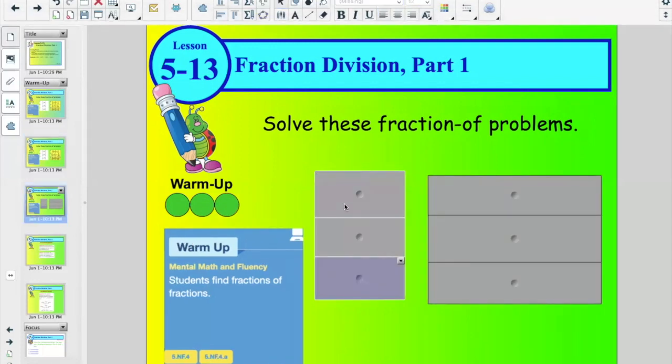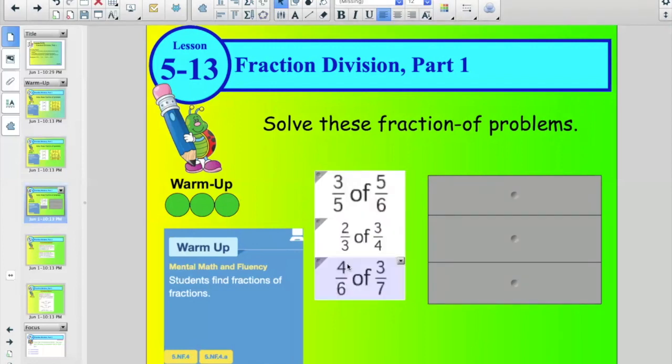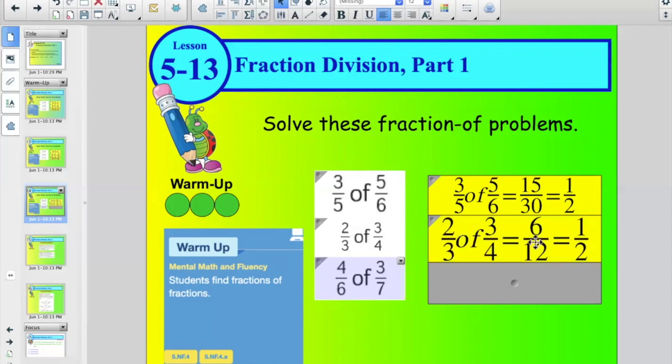Here's another quick set. Pause the video, come back once you've solved them. Okay, 3/5 of 5/6. Well, 3 times 5 is 15, 5 times 6 is 30, so that's 15/30ths. And we know from our equivalent fractions rule that 15/30ths is equal to 1/2. And how about 2/3 of 3/4? Well, 6/12 is also equal to 1/2. 4/6 of 3/7 equals 12/42.